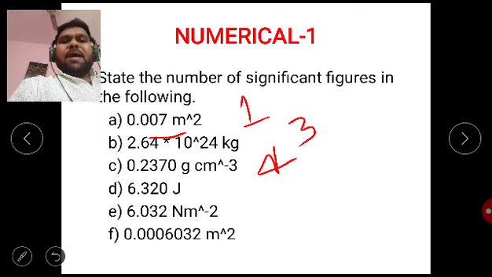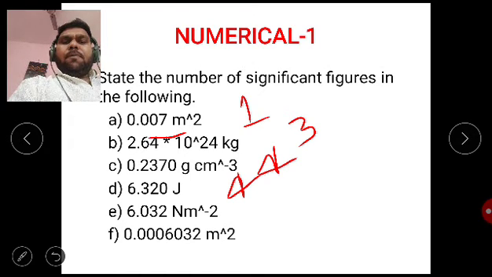Now we will move to part D. In part D we are having 6.320 joule. Okay, so here it is a decimal number, first observation, and second observation is that 0 is not leading but 0 is a trailing 0. So trailing 0 will be considered as a significant figure. Okay, so we will again have 4 significant figures, 6, 3, 2, 0. So all 4 are significant. We will have 4 significant figures.